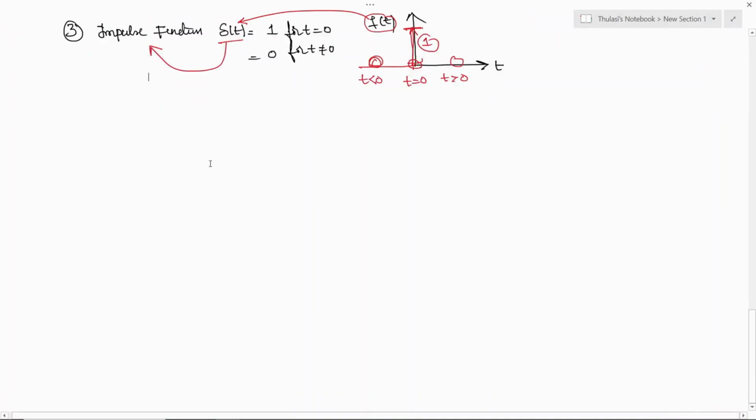Okay, now for this we need to perform the Laplace transform. When you perform it, you are supposed to get the Laplace of delta of t, and you need to get the value as 1. So how to do it? Let us try to understand.